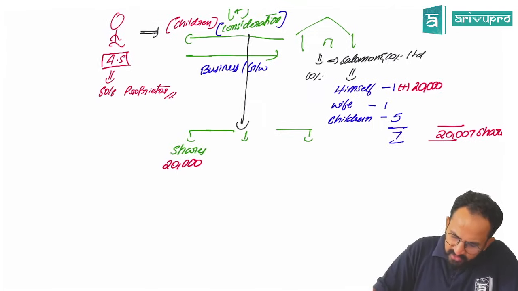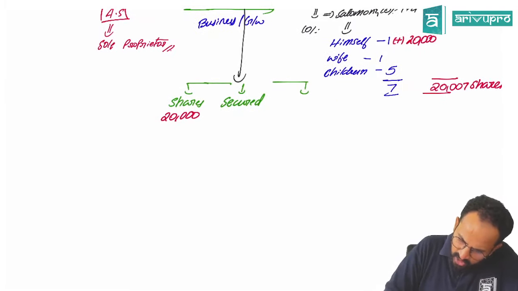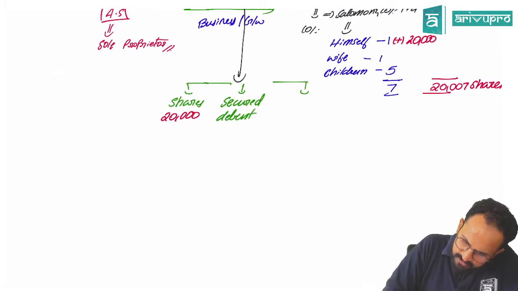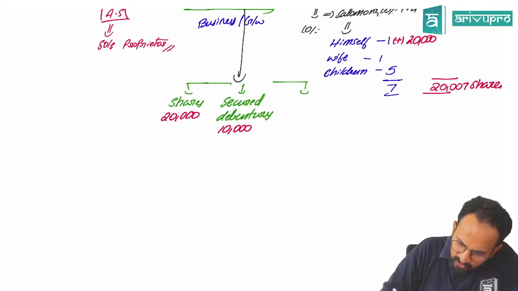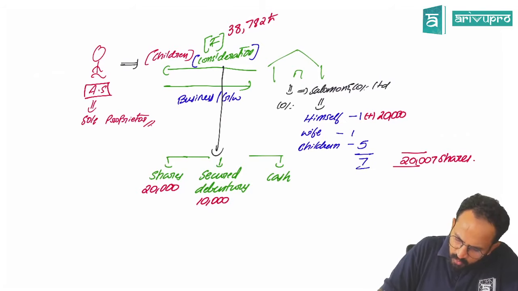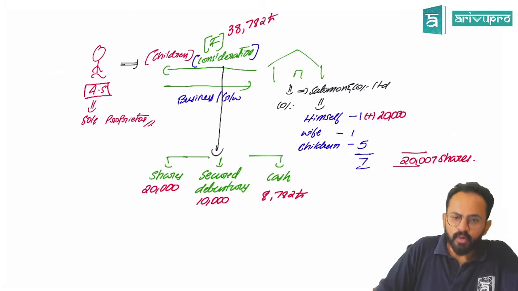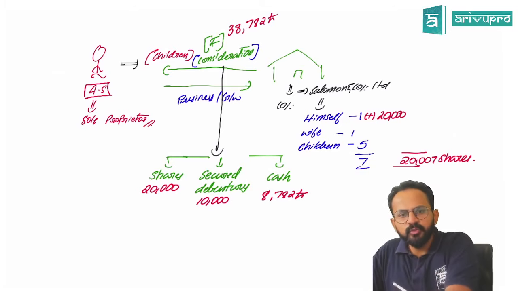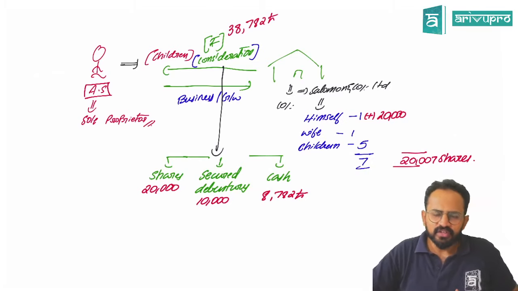Okay, sir. And the rest of it, he gave something called secured debentures worth 10,000. And whatever is the remaining part was given in cash. How much? 8,782 pounds was given in cash. So this is how the business was transferred and the money was settled between him only. Everything is him. Sir, this is how it was settled.